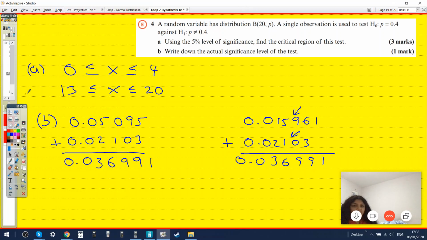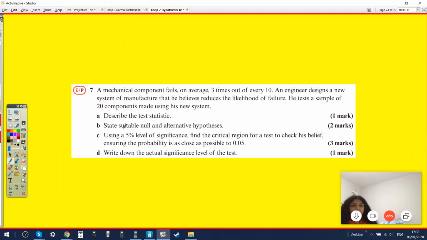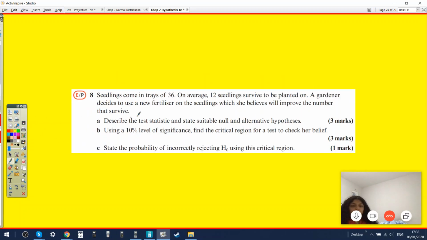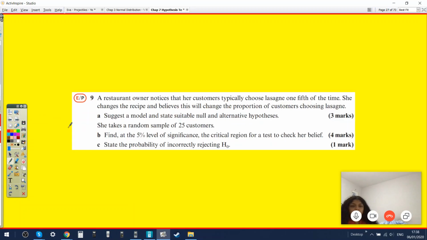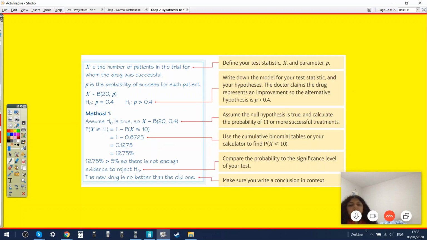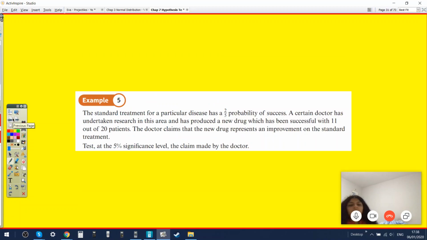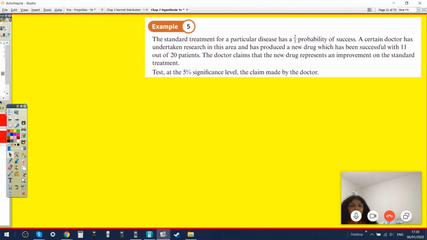So how do you know? So hang on, this is more the same. So you can do those questions. I'll have to find the critical region, write down the actual significance. Okay. Describe the test statistics. Find the critical region of incorrectly rejecting. So that would be a kind of straightforward thing for do we reject it or not. Okay. Claim made by the doctor. Oh, so this is when you reject or accept. Yeah. Okay, let's try this.